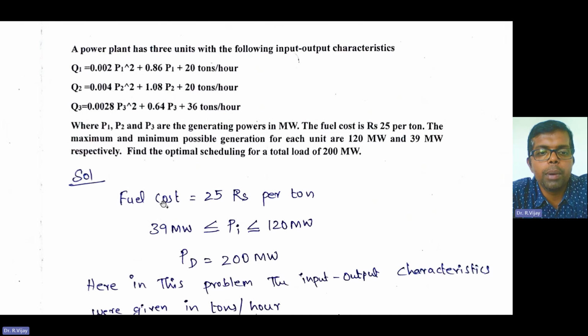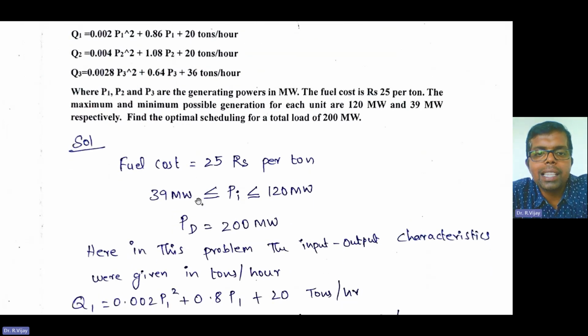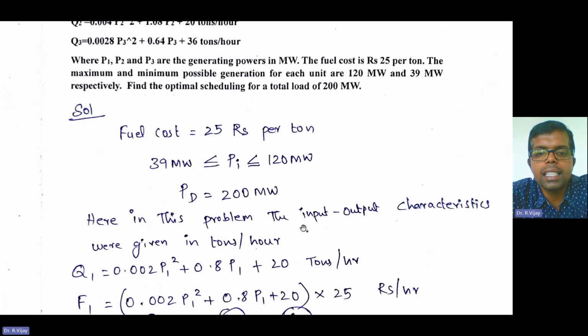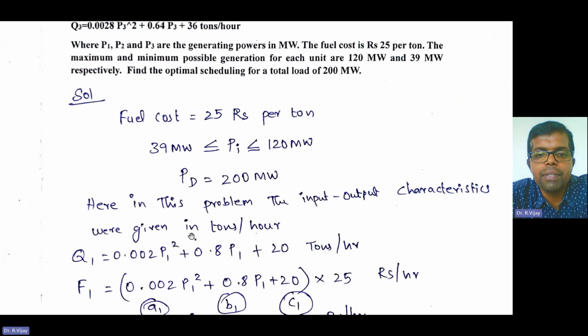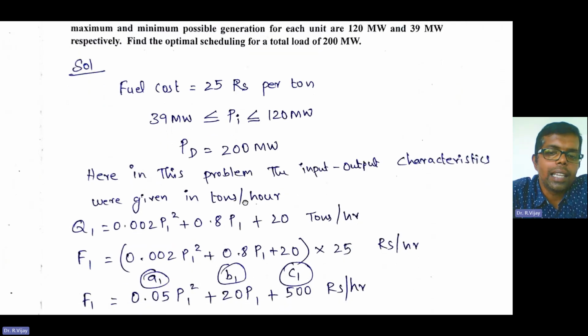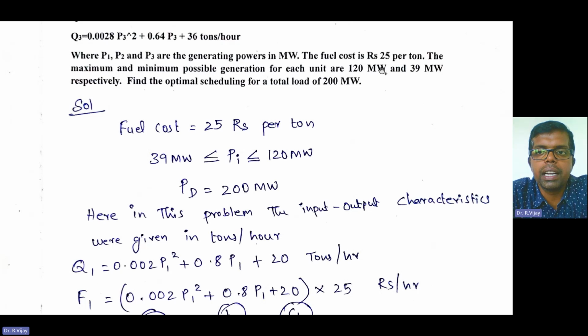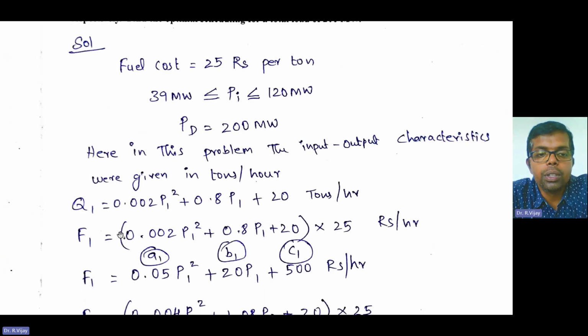So what is given in the problem? Fuel cost is 25 rupees per ton, minimum and maximum generation is given as 39 megawatt less than or equal to P1 less than or equal to 120 megawatt, and demand is 200 megawatt. Hence, in this problem the input output characteristics were given in tons per hour. So you need to convert this tons per hour into rupees per hour, because the fuel cost is 25 per ton. So you simply multiply that equation with 25.